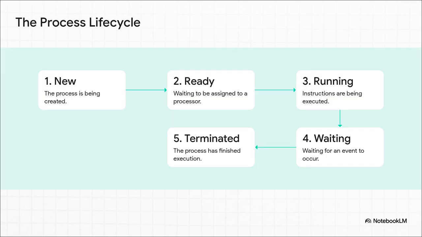And every single one of these processes goes on a little journey, a life cycle. It starts as new as it's being created, then it moves into the ready state, which is basically like waiting in line at the grocery store, waiting for the CPU. When it gets its turn, it's running. If it has to wait for something, like for you to type something, it goes into the waiting state. And finally, when the job is done, it's terminated.